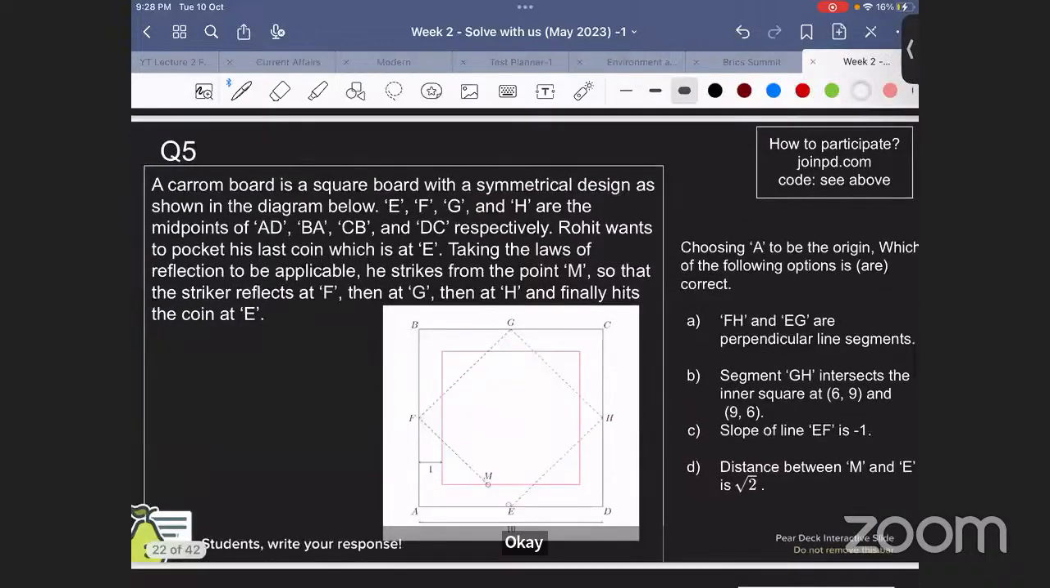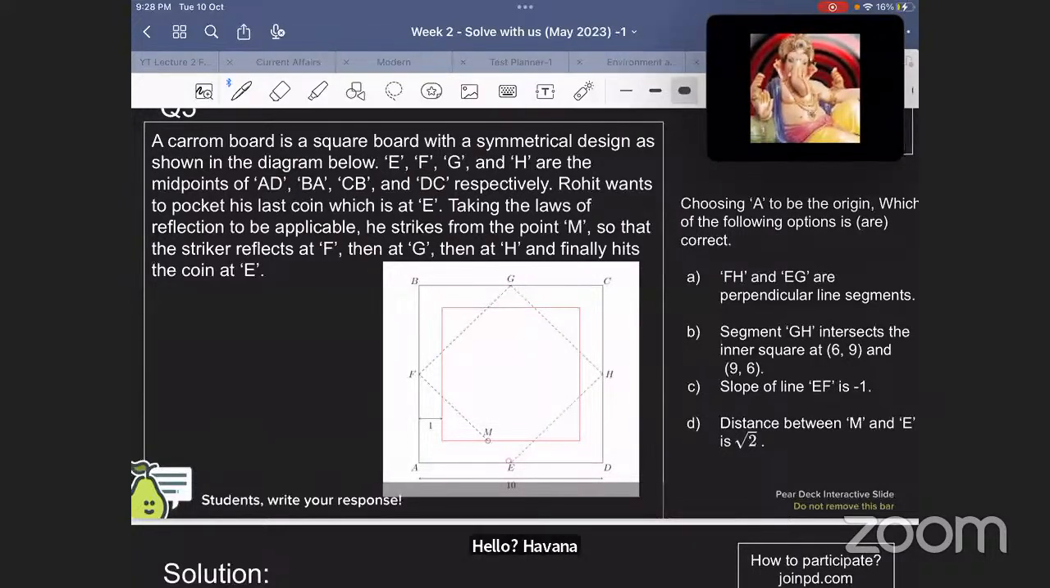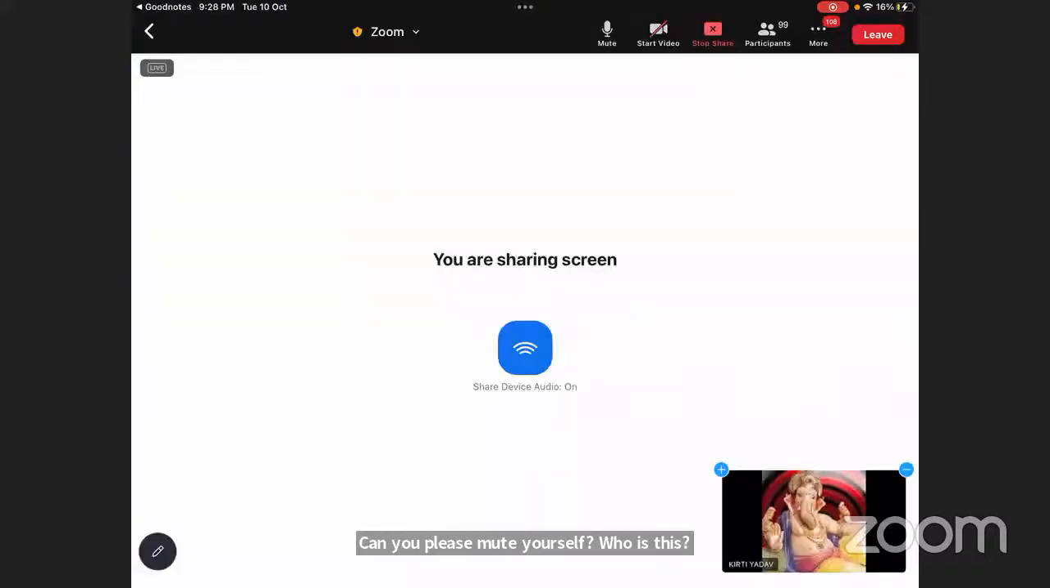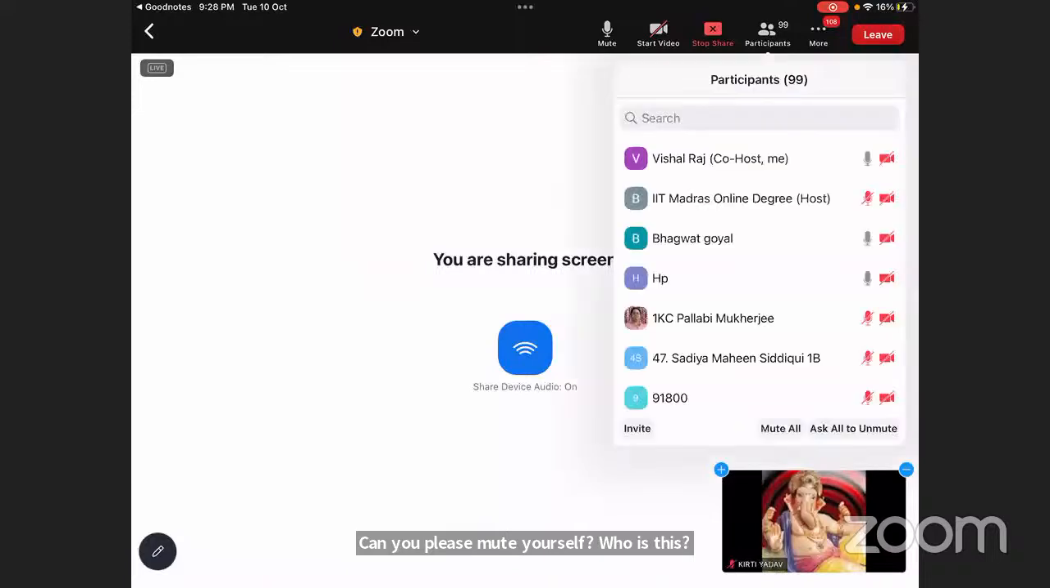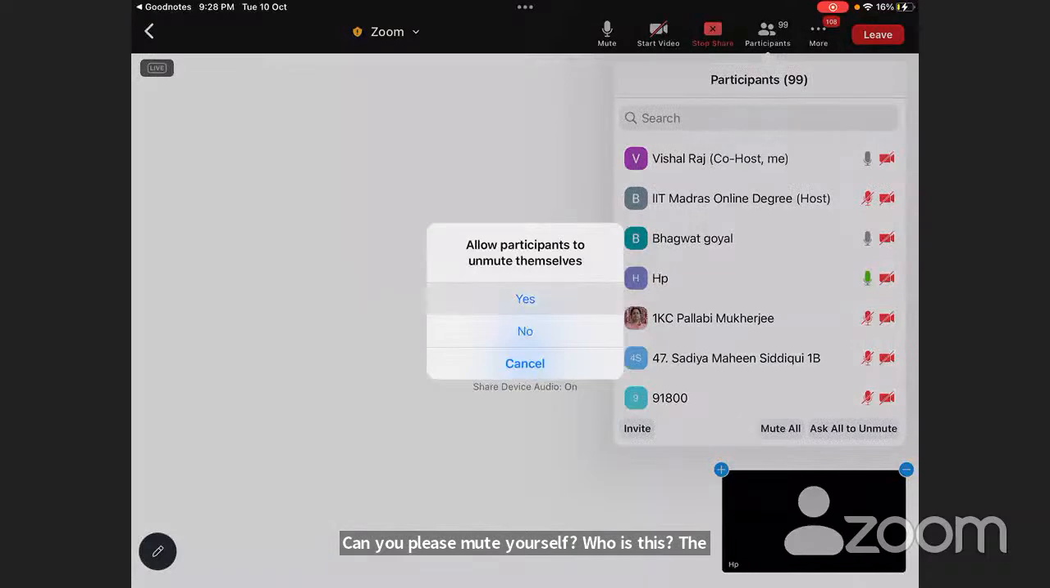See, you have the coordinates, right? You can get the coordinates. You can just start with this as 0, 0, right? Can you please mute yourself? Who is this? The screen is not visible. Yes, visible.